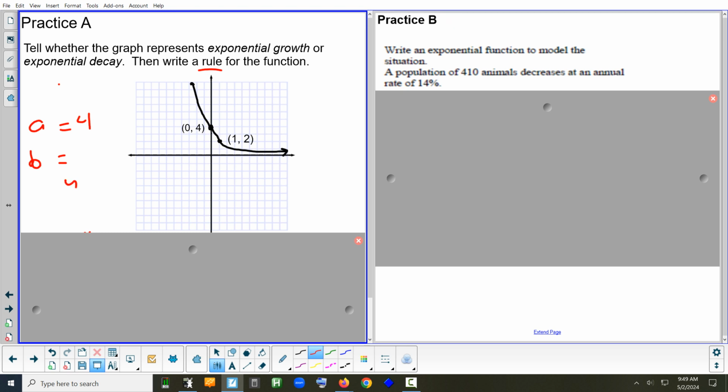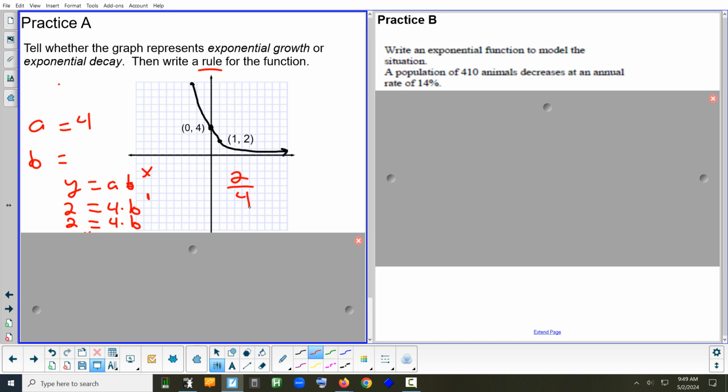Yep, we're going to take the other coordinate and fill it in. So y in this case is 2. A is 4. B, we don't know. That's what we're trying to find. And what's x? X is 1. And now we're going to solve that for b. What's b to the first power? B. So that's 2 equals 4 times b. And what number do we have to get rid of so b is alone? 4. And how do we get rid of that 4? Divide. Yep. Divide by 4.